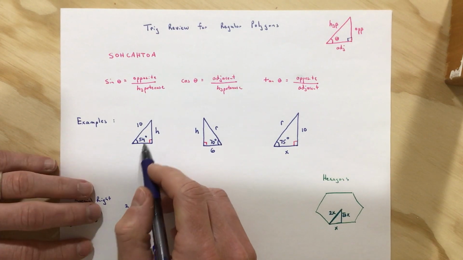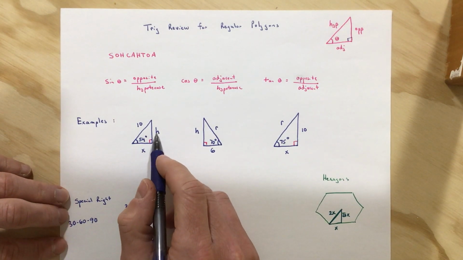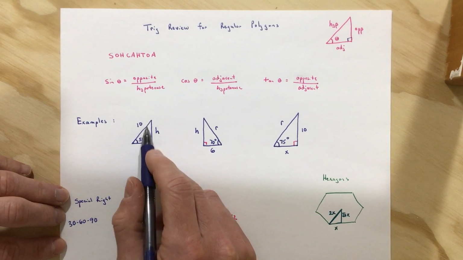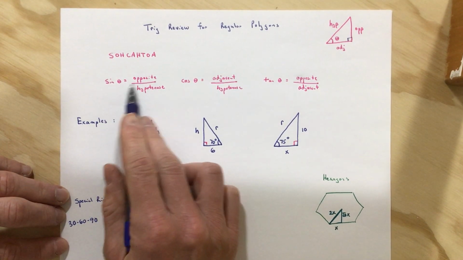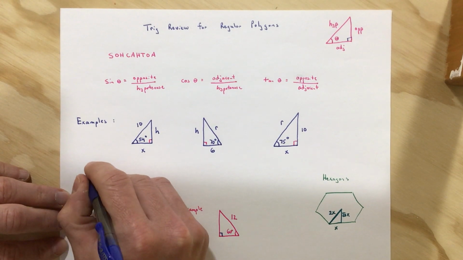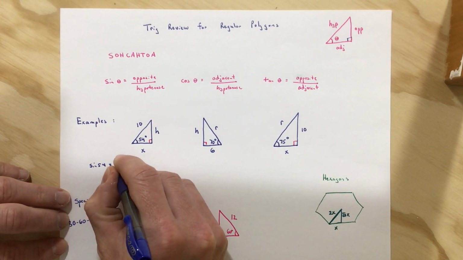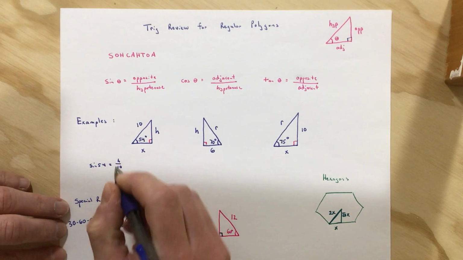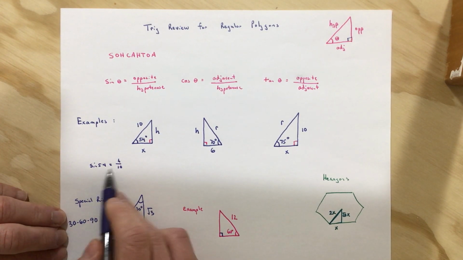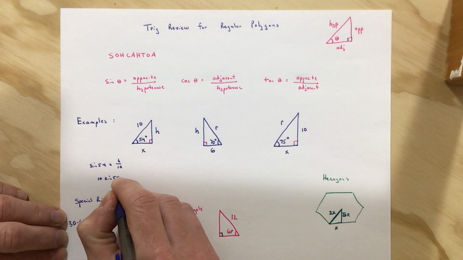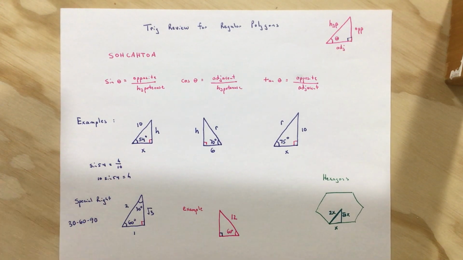So if we have something like this, and let's say I'm interested in h, which is opposite, and I have the hypotenuse. Opposite and hypotenuse tells me to use sine. So I'm going to say sine of 54 is h over 10. I really want h by itself, so I'm going to multiply both sides by 10. So 10 sine of 54 equals h, and then I'm done.